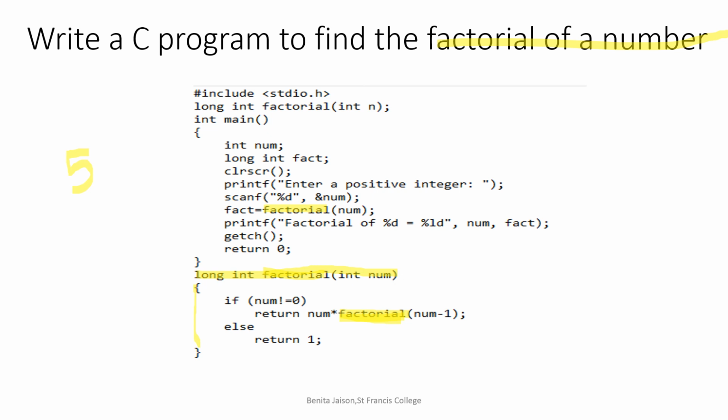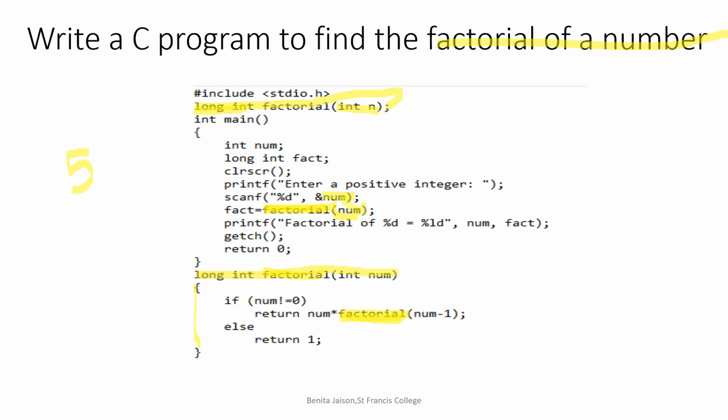Initially we ask the user to enter a positive integer, or any integer. The number can be accepted in any variable; here I have used the variable called num. Then, as we have declared the factorial function as having a return data type of long int and an argument of integer variable n, you can call the factorial function with an integer variable.